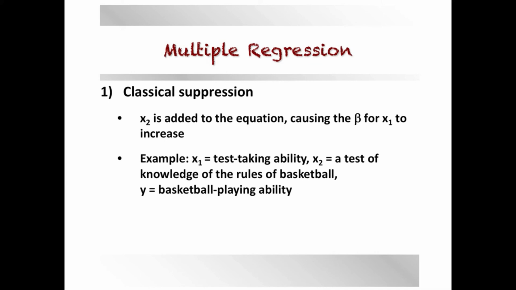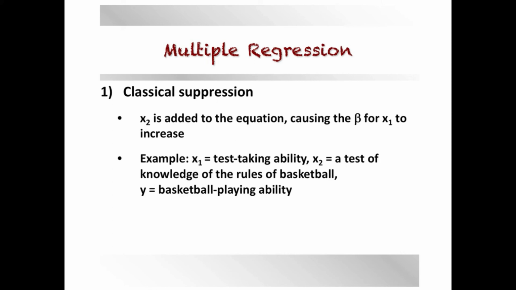So there's something, again, in the correlation between the 2 IVs that causes the beta for x1 to go up when it's in the equation together with x2. So it's kind of weird. For example, here we have basketball playing ability, which is often my dependent variable in my research. So that's your example here. You start out with test-taking ability in your equation. Well, it seems like it's irrelevant to basketball playing ability, right?